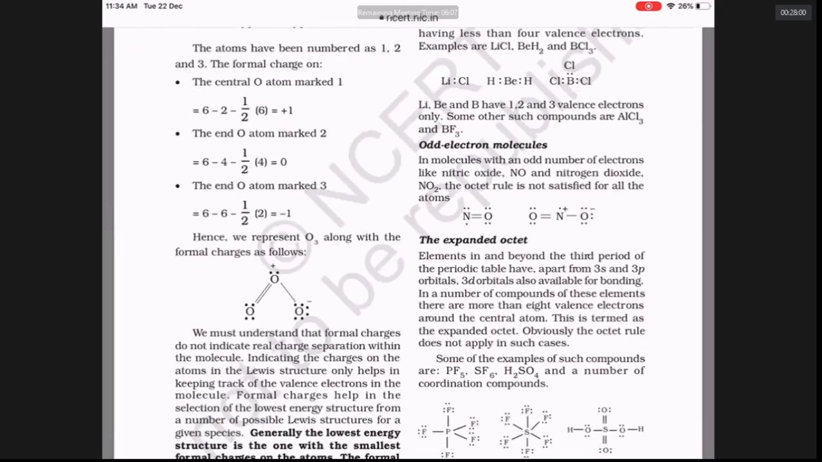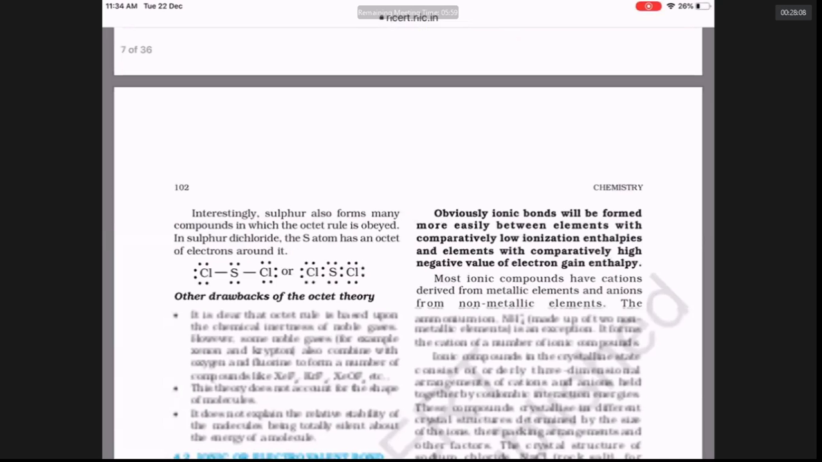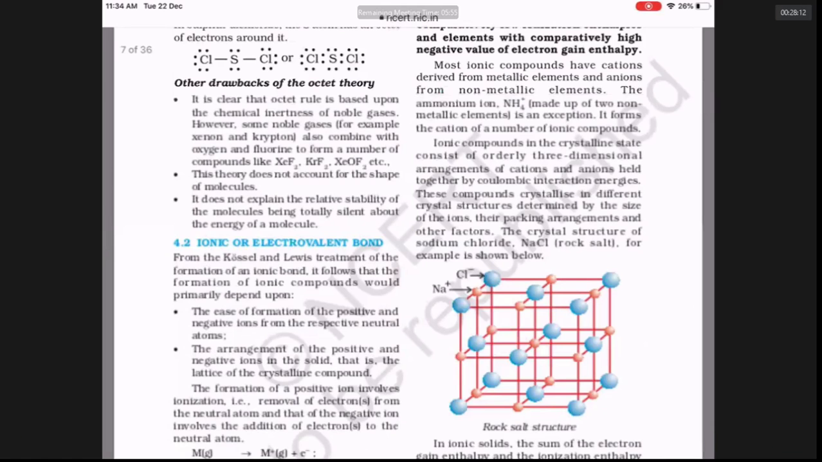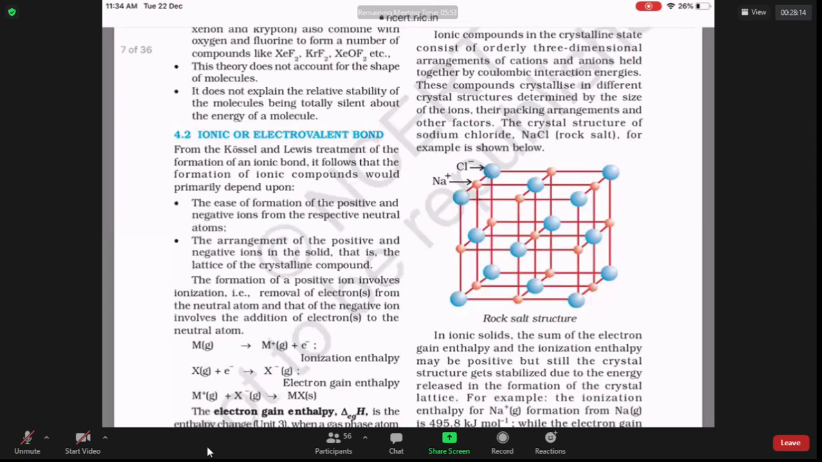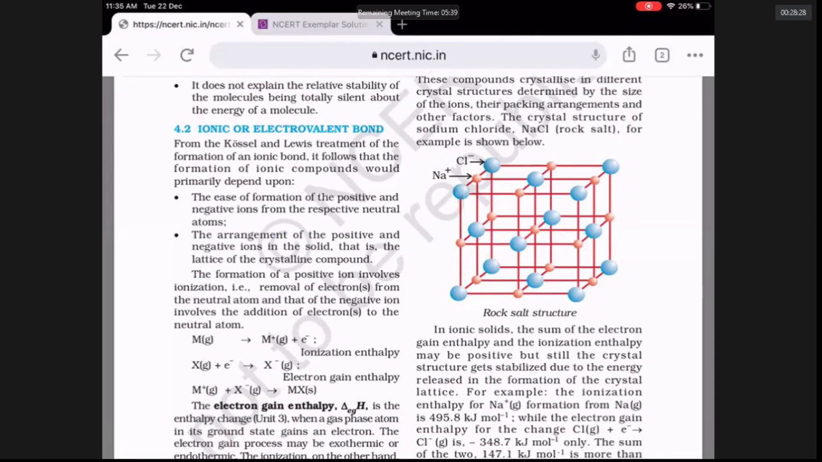Examples for molecules where there is less than 8 electrons, odd electron molecules, expanded octet, and the drawbacks of octet theory. Also, in ionic compound, there is somebody who is losing electron making a positive ion. There is somebody who is gaining electron making a negative ion. Every positive ion is surrounded by a definite number of negative ions. Every negative ion is surrounded by a definite number of positive ions, called coordination number.